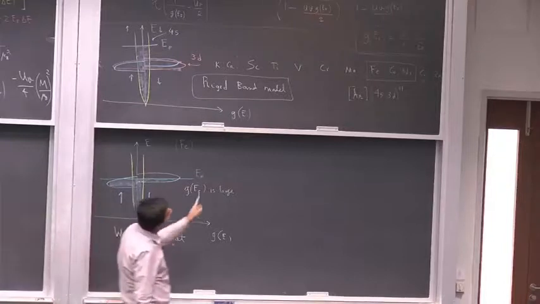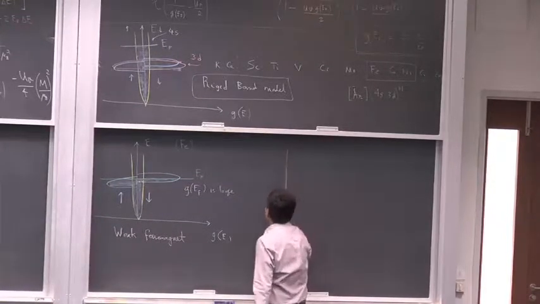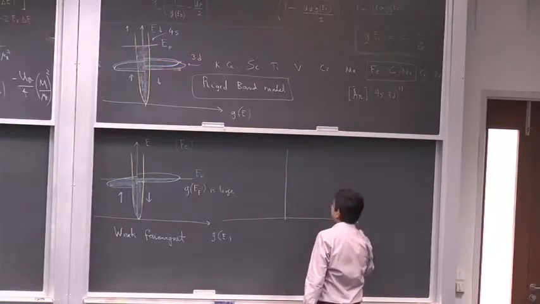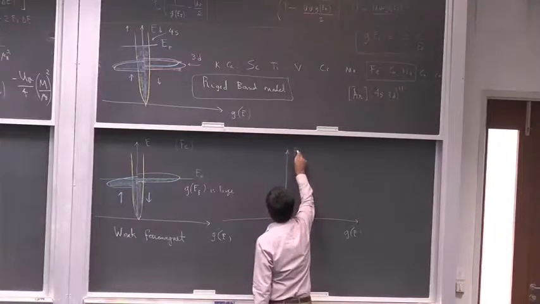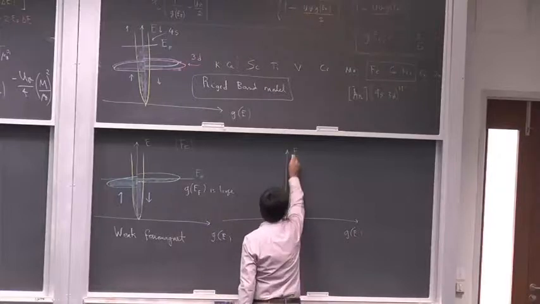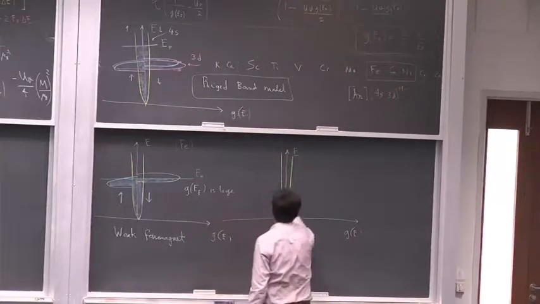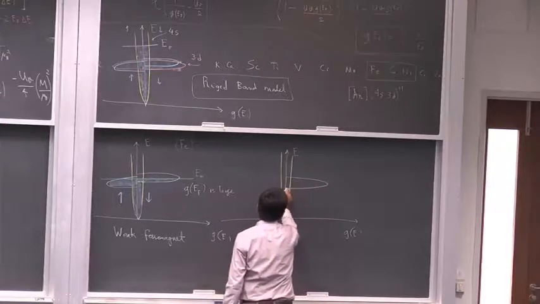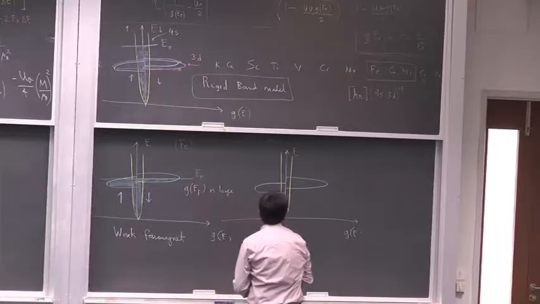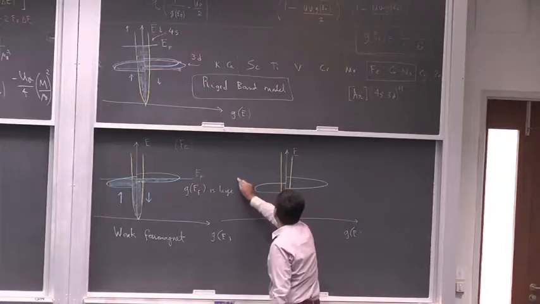Now let's look at nickel. The same band structure, the rigid band model. Now the only thing that's going to change is the position of the Fermi level. Now the Fermi level is here.